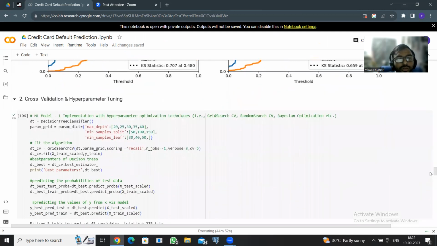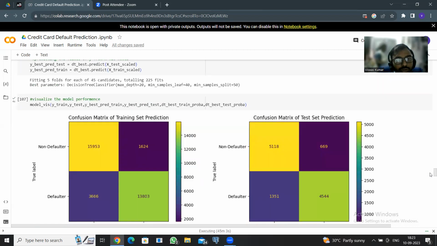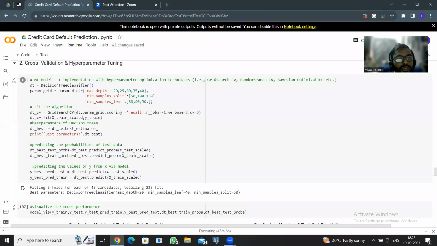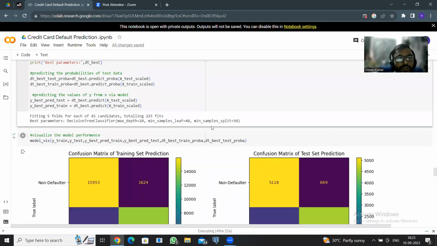After cross validation, I managed to find the best parameters for hyperparameter optimization. I used the decision tree classifier and a parameter grid with maximum depth of 5, 20, 25, 30, 35, 40, and minimum samples split and minimum samples leaf. Using grid search CV, I got the best parameters as maximum depth equal to 20, minimum samples leaf equal to 40, and minimum samples split equal to 50.